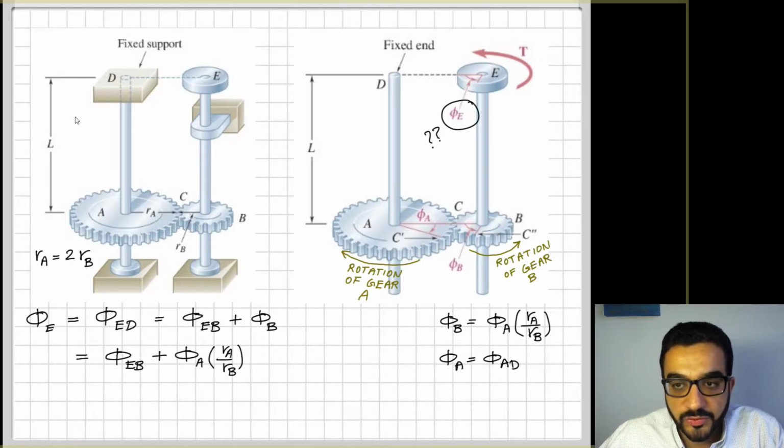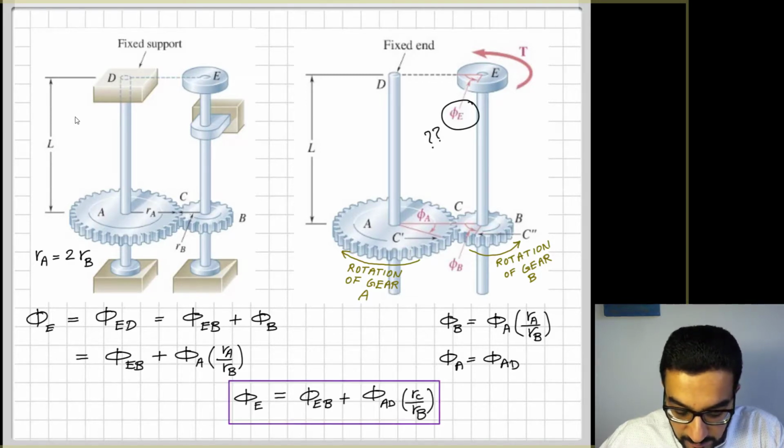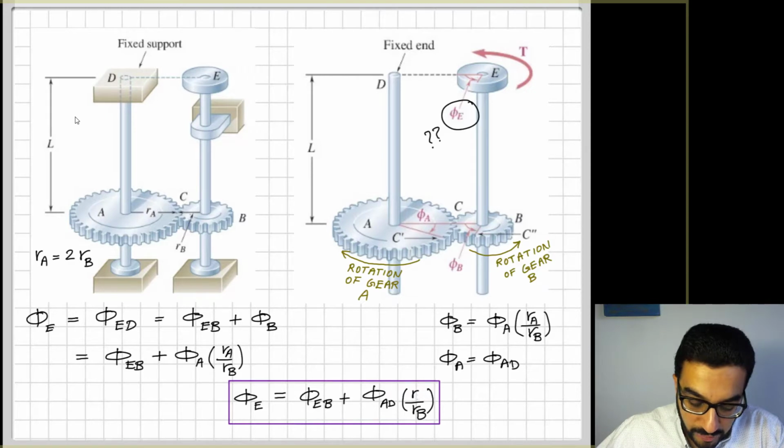And we'll see in other videos how to actually relate the different torques. But for now, we know that this phi A is not fixed, it is twisting because of the twisting of the shaft AD. So at the end here, I can say that phi E is equal to phi EB plus phi AD times RA over RB.